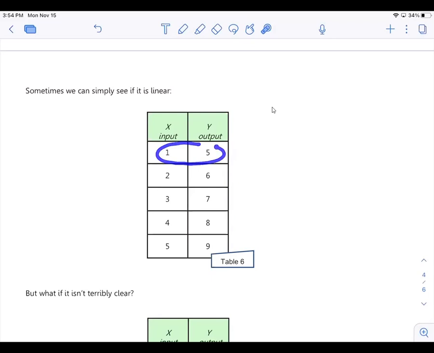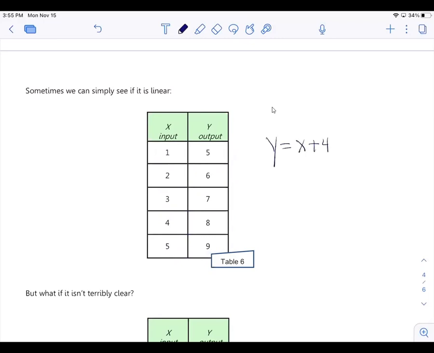What do we do to our 1 to get our 5? What would we add to it? 4, and is 2 plus 4, 6? Yep. 3 plus 4, 7? Yep. 4 plus 4, 8? Yep. 5 plus 4 is 9. So my relationship, my equation would be x plus 4.